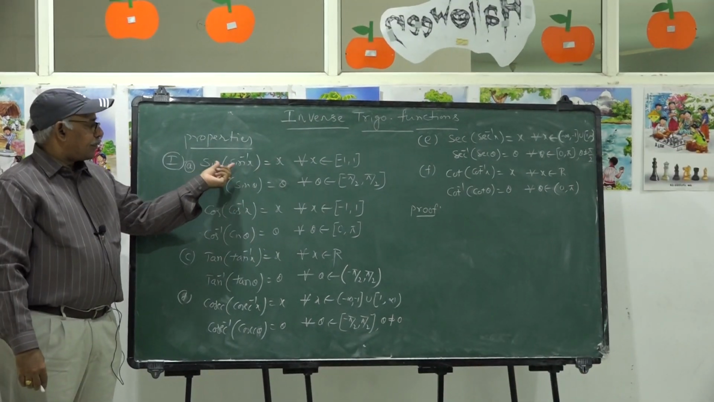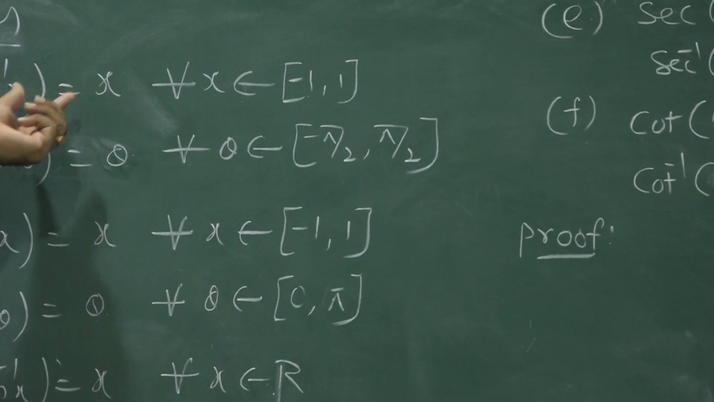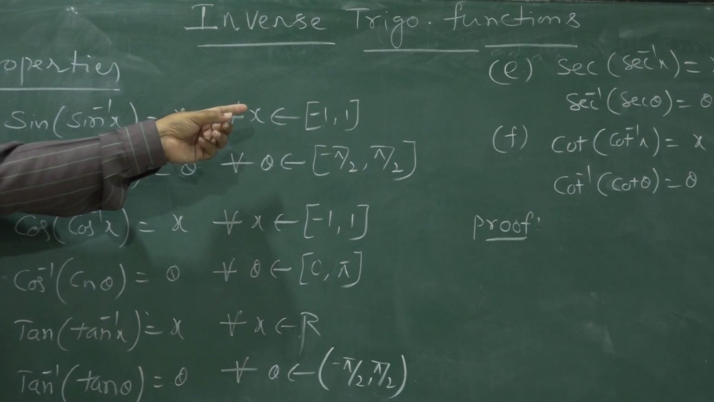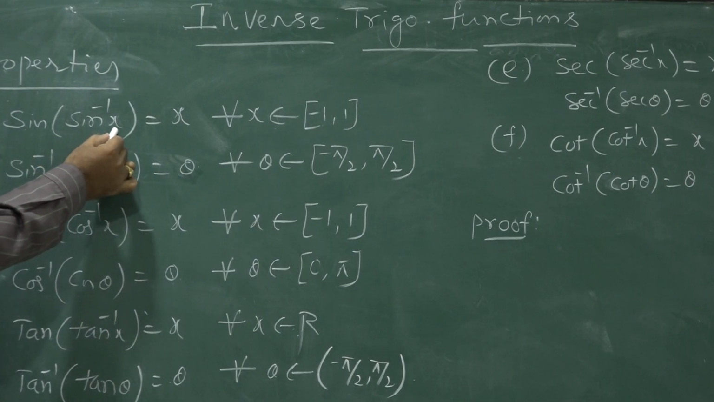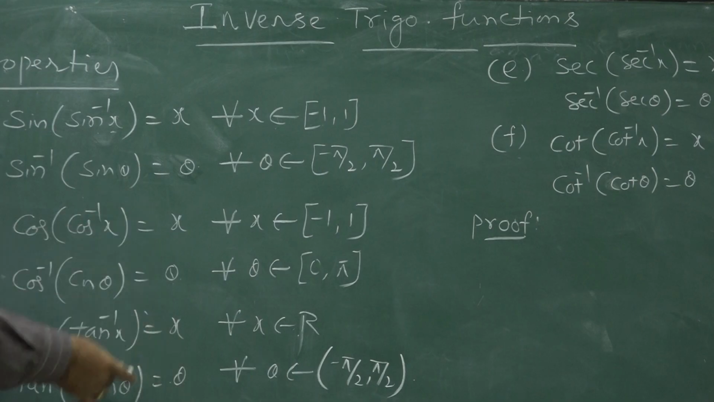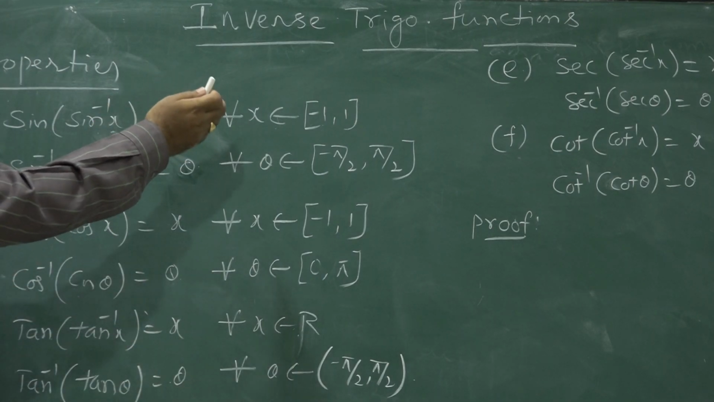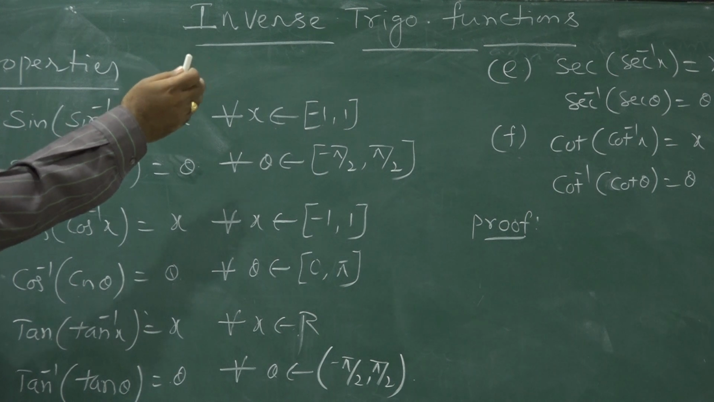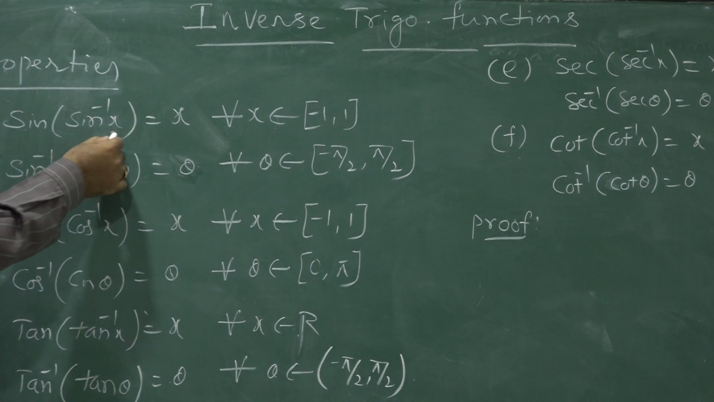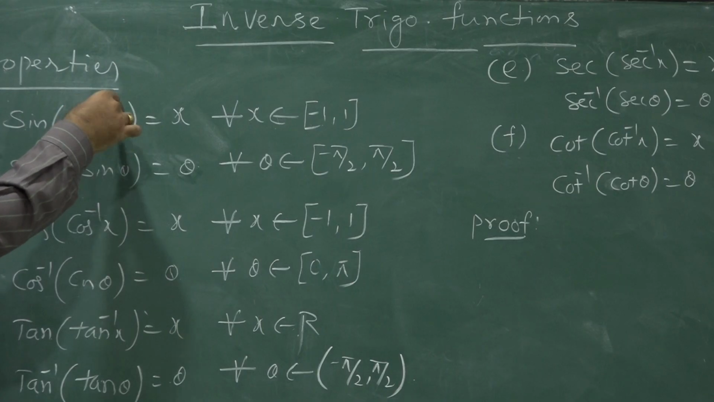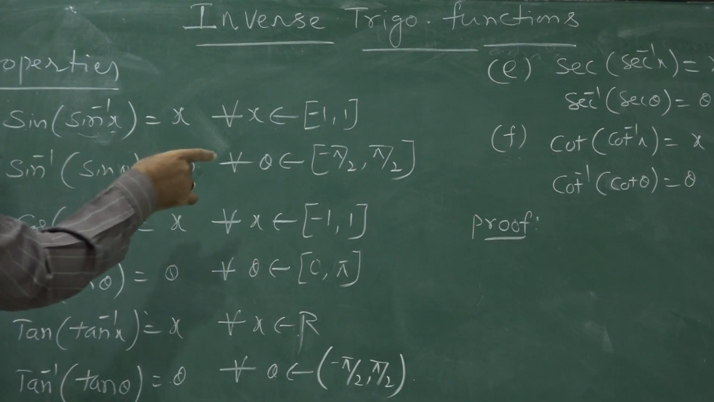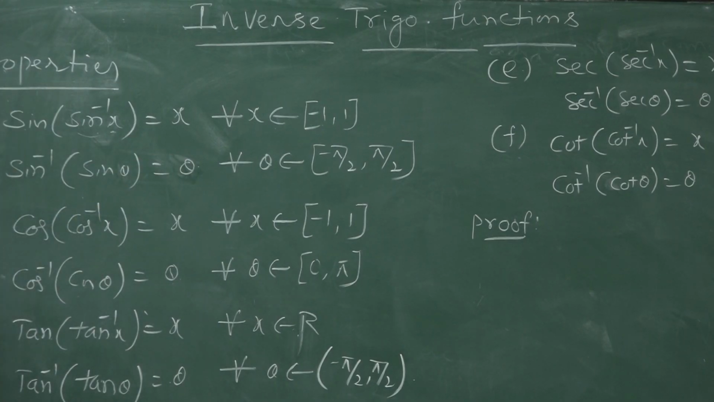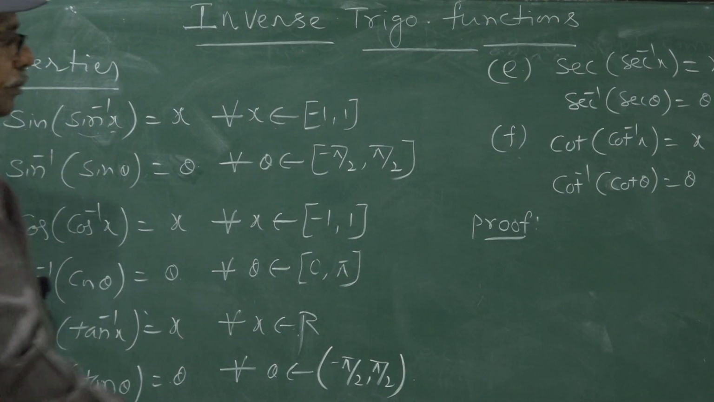Now, sin of sin inverse x equals x is valid for all x that belongs to the closed interval [-1, 1]. Why? Here sin inverse x is defined from the closed interval [-1, 1] to [-π/2, π/2]. Hence, keeping the domain of this function in view, you have to take this condition. Now, coming to the proof of these properties, I will explain the proof of one property.